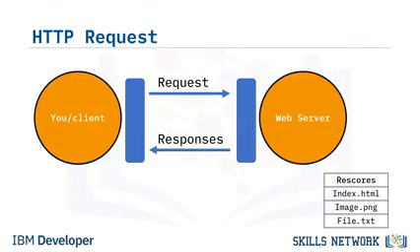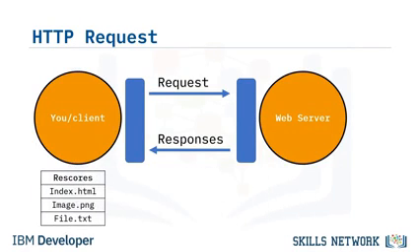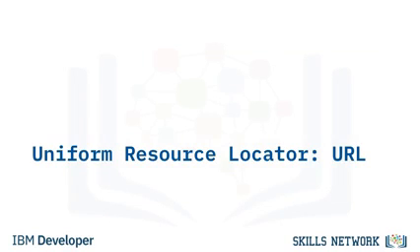The table under the web server represents a list of resources stored in the web server. In this case, an HTML file, PNG image, and a text file. When the request is made for the information, the web server sends the requested information, that is, one of the files. A Uniform Resource Locator, or URL, is the most popular way to find resources on the web.